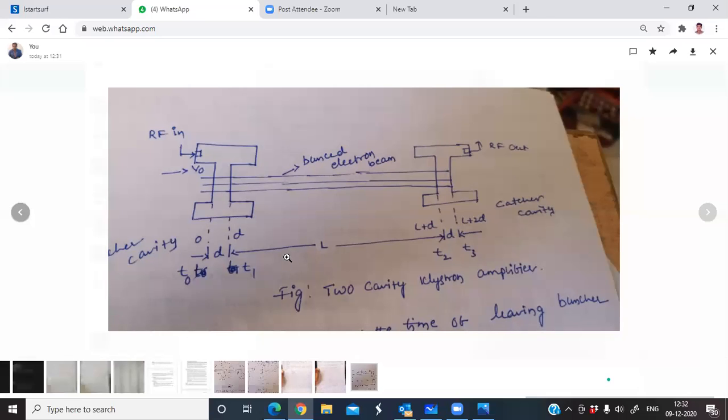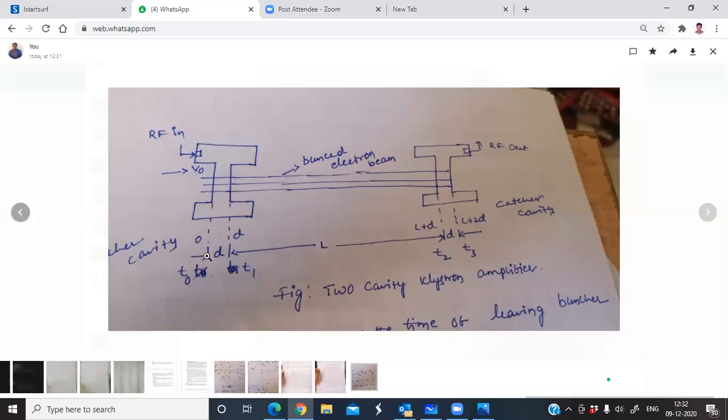Look at this. See the drift space here, L. So this is the initial point 0, and this space is D. This space is D. Now this is the distance L. Now what happened? This is L plus D. Again, this space and this space are the same, so this is also D. That's why this is L plus 2D.